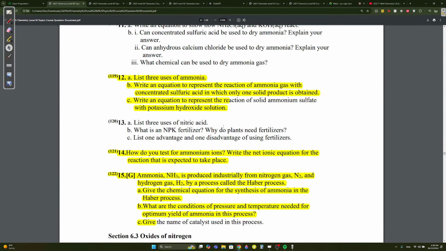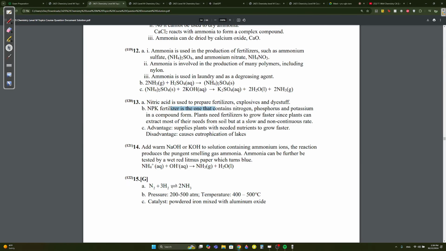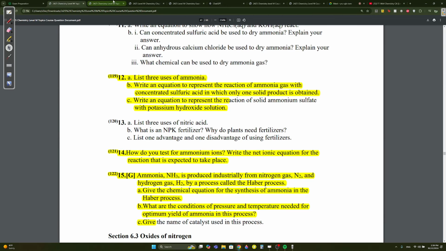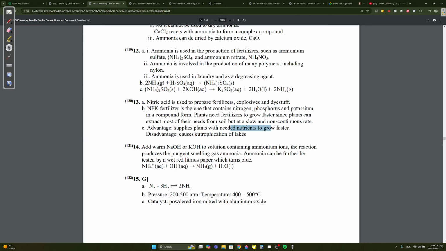What is an NPK fertilizer? Why do plants need NPK? NPK is basically nitrogen, phosphorus, potassium. Okay, NPK is one that contains nitrogen, phosphorus, potassium. Plants need fertilizers. Why do they need them? Obviously to grow faster. Give one advantage and disadvantage of using fertilizers. One advantage is the plants grow faster, obviously, and a disadvantage is it may cause eutrophication. I doubt they'll ask this in your written part. But if you see eutrophication, it's always a disadvantage.